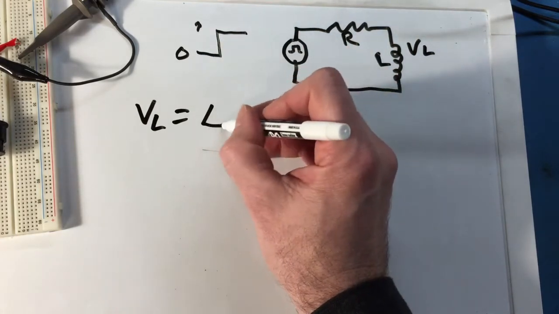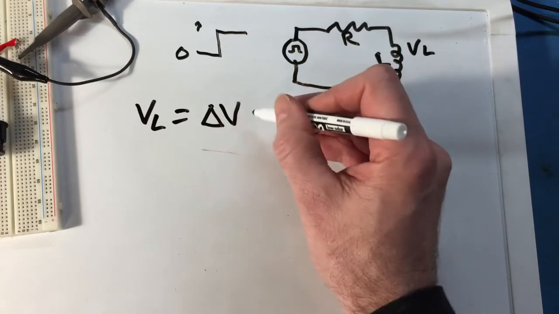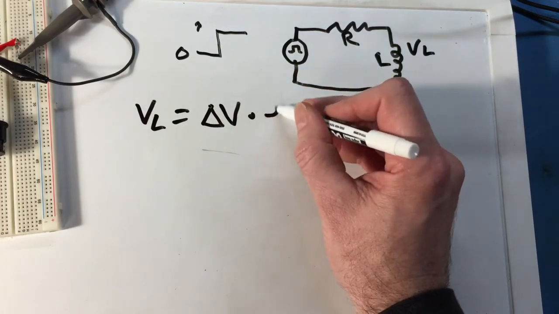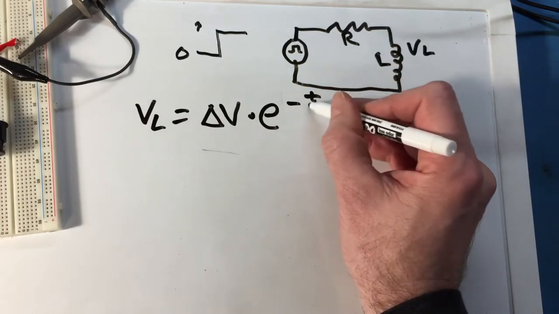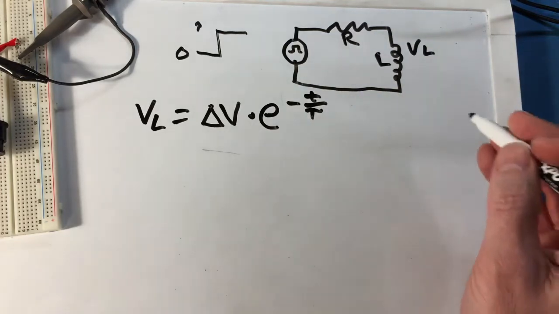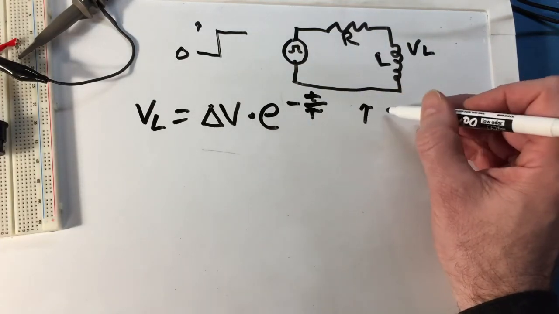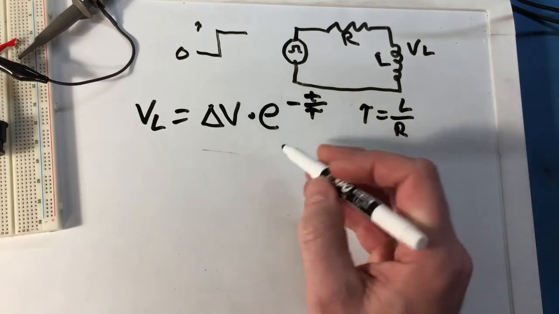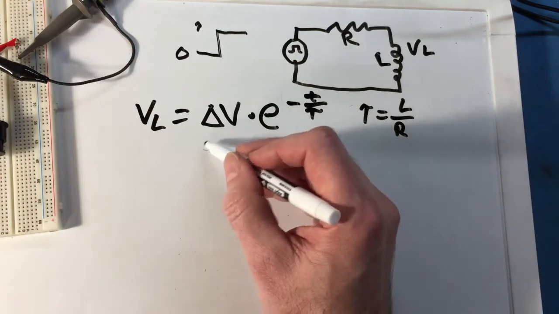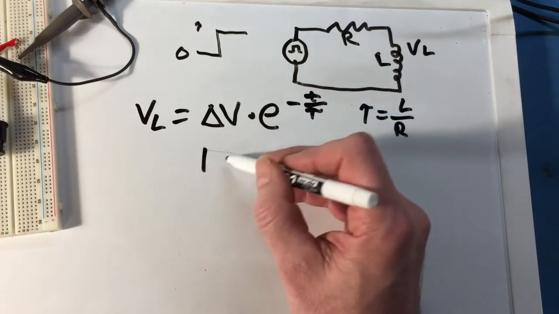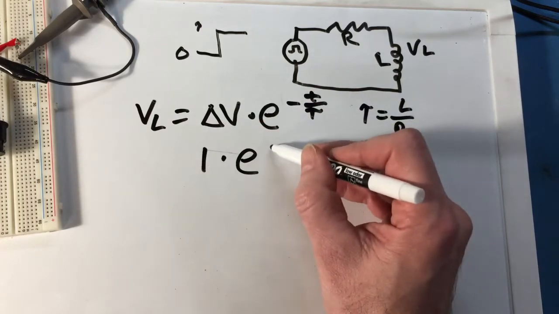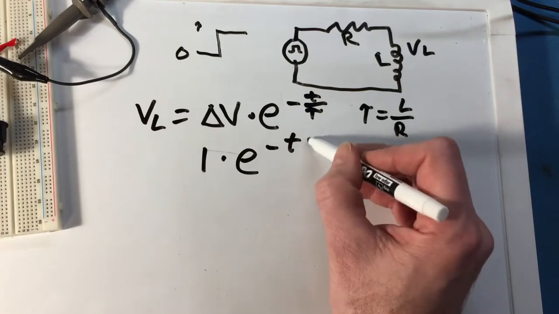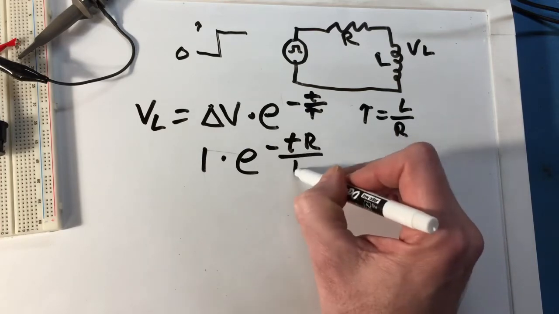by 1. So if we just call that delta V, it's going to be multiplied by e to the minus t over tau, where tau is the time constant. And we know the time constant for an RL circuit is going to be L divided by R. And if we put that into this equation, our delta V is 1 times e to the minus t R over L.